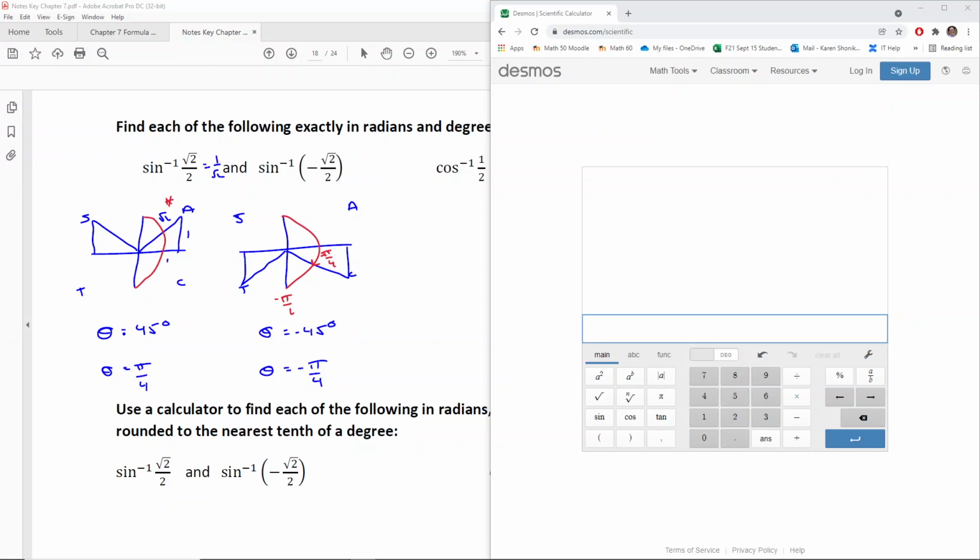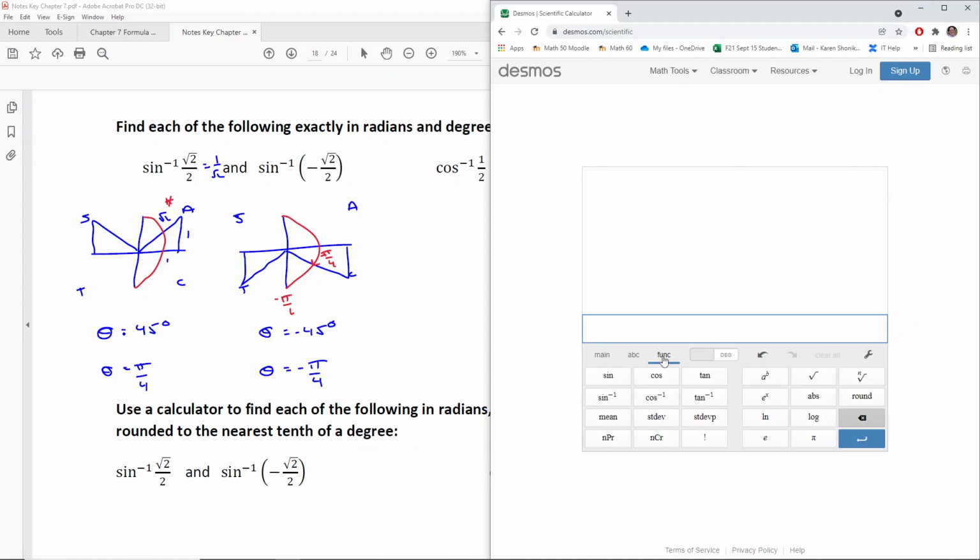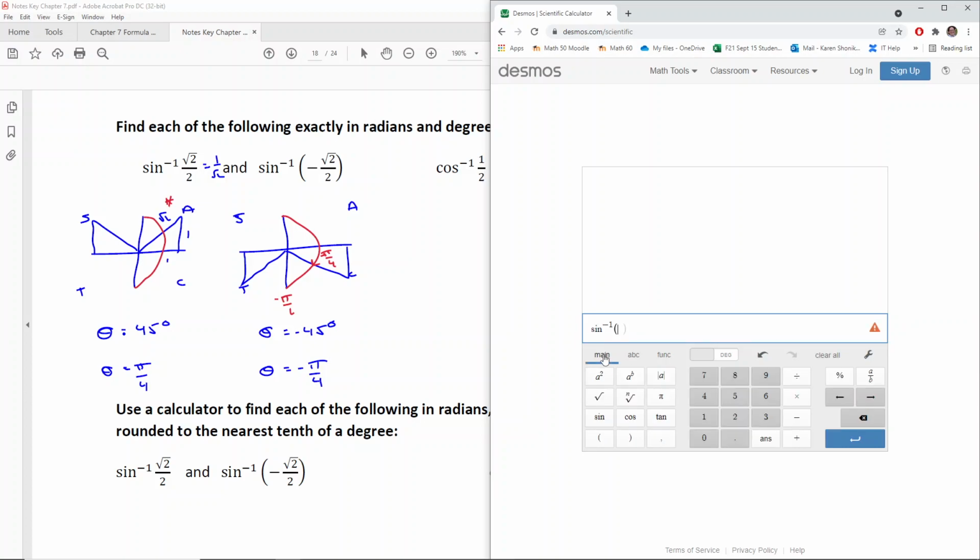Okay, I thought I would actually grab a graphing calculator to help you with this. So what we're going to do is plug in inverse sine. On your calculator, hit second function, and for me I did function, but we want to get that inverse sine. And then we want to do it of root 2 divided by 2.